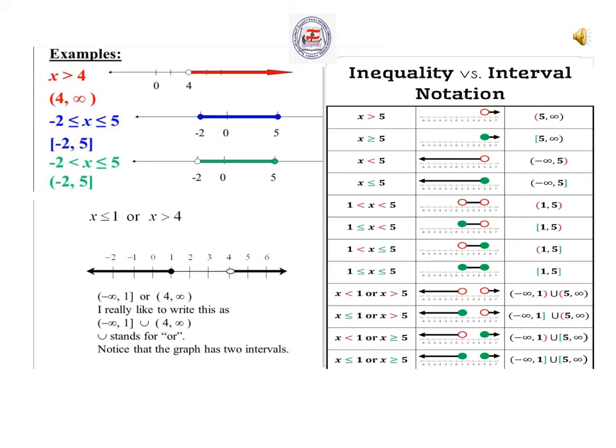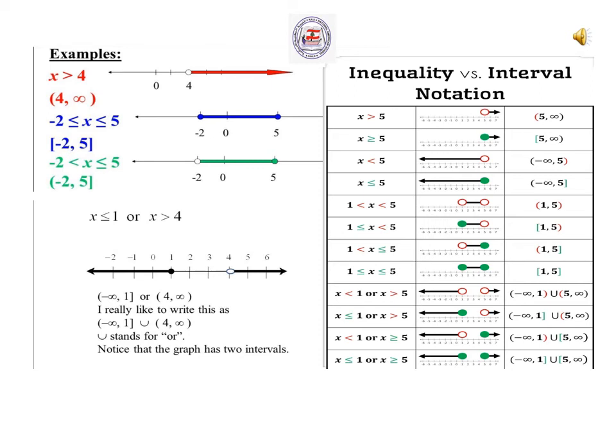The second example, x between -2 and 5 inclusive. We graph the solution. We draw an arrow going from -2 to 5. We use closed circles at -2 and 5 since we have less than or equal. To write the interval notation, we write [-2, 5]. We use a closed bound at -2 and a closed bound at 5 since we have less than or equal.